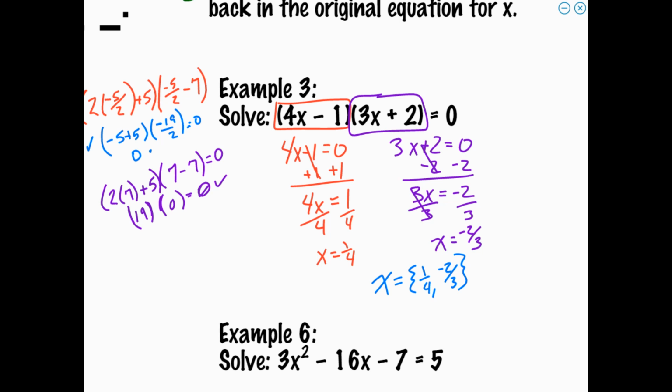Give everybody just a few moments to get that down. If you've got that down, I want those of you that are a little bit ahead of us to look at example number 4 and think about what we need to do to start on that one.